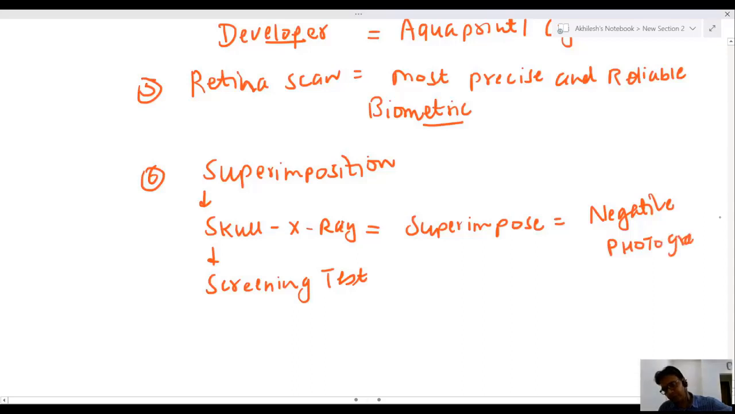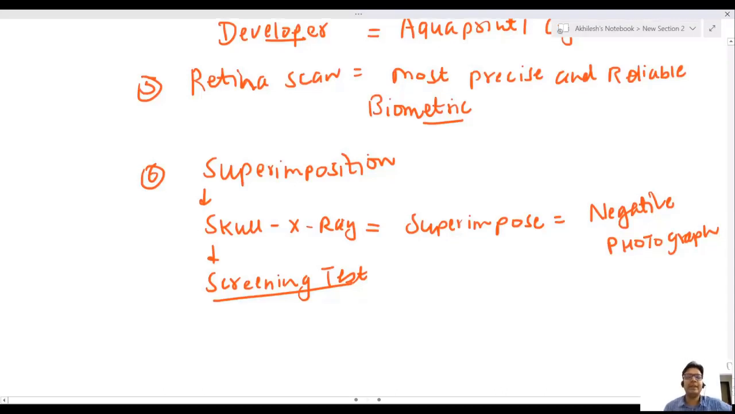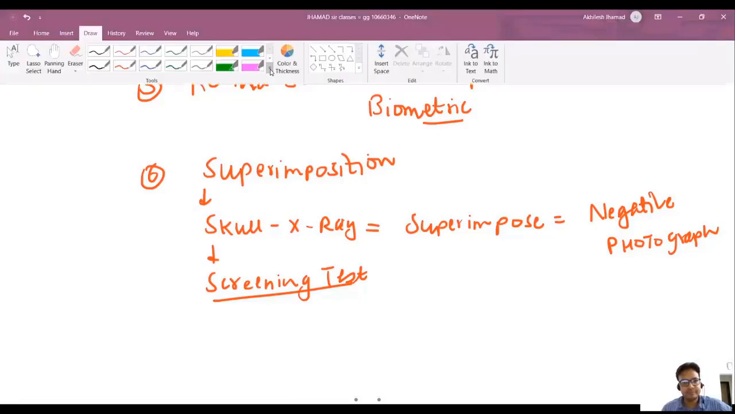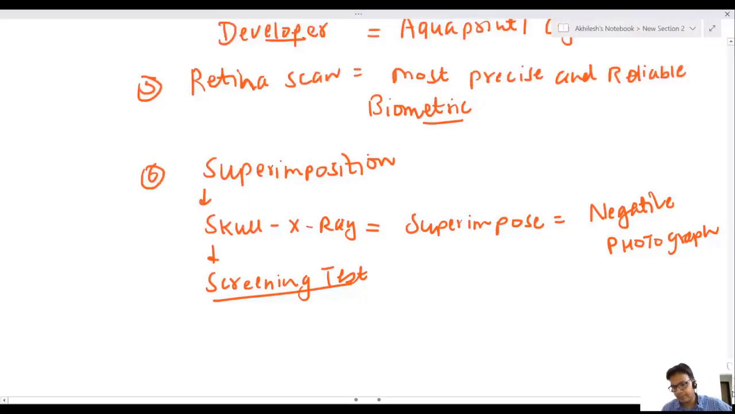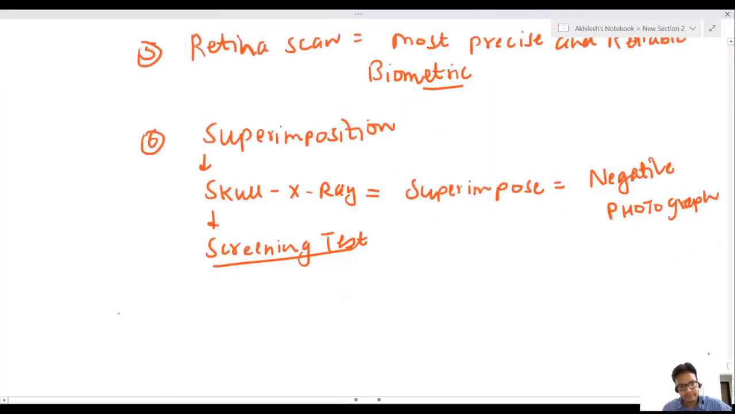Doctor, if someone died and we are not able to identify the person, what we'll do, we'll take a photograph of the negative of the missing person and the skull x-ray of the dead body and we'll superimpose. But sir, superimposition technique is not a confirmatory test, it is a screening test. Skull x-ray of a person is superimposed on the negative of the photograph. This is known as superimposition technique. Seventh, tattoo mark.